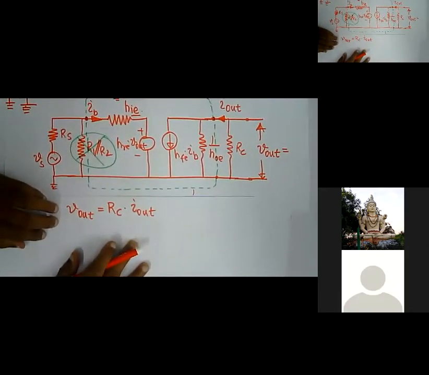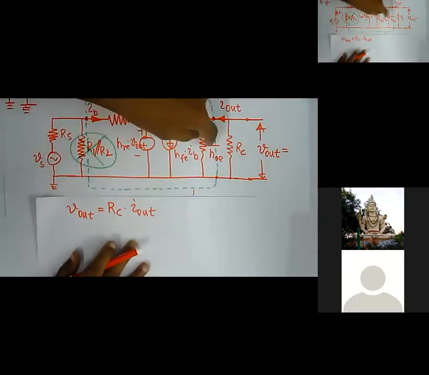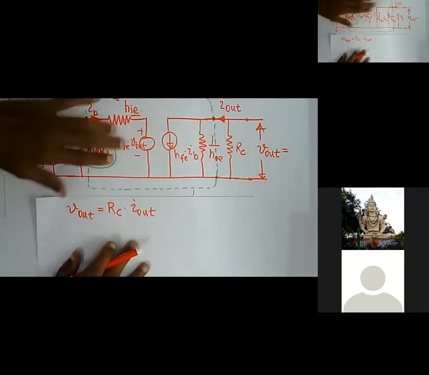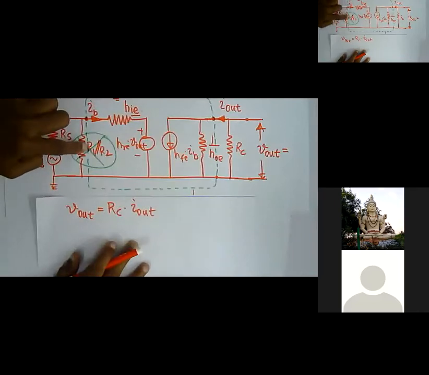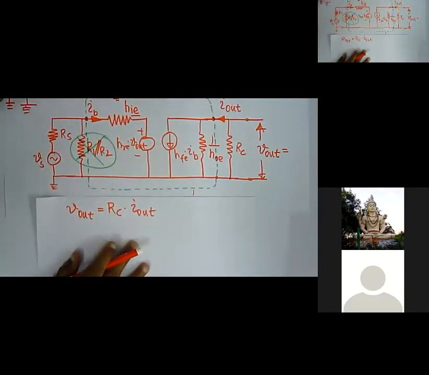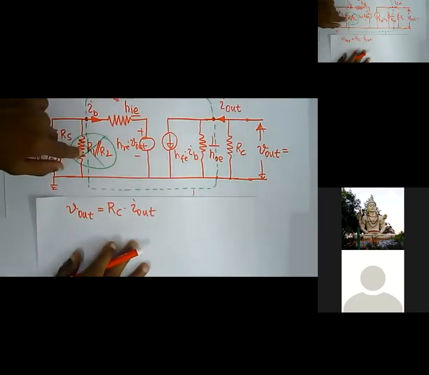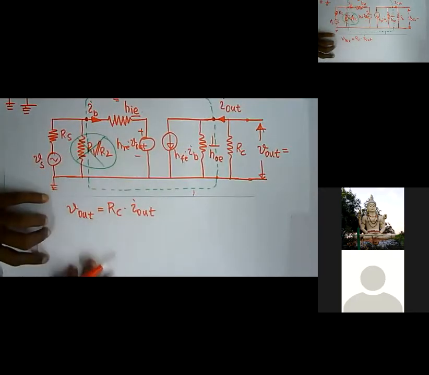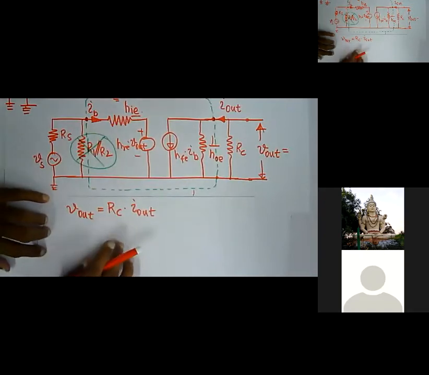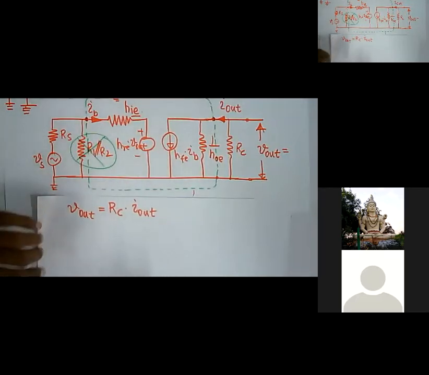So yeah, in our last class, we have seen how to draw this AC equivalent circuit, without the RL and everything else. And now we are going to see how we can derive the equations for current gain, voltage gain, input impedance, and output impedance of the circuit.